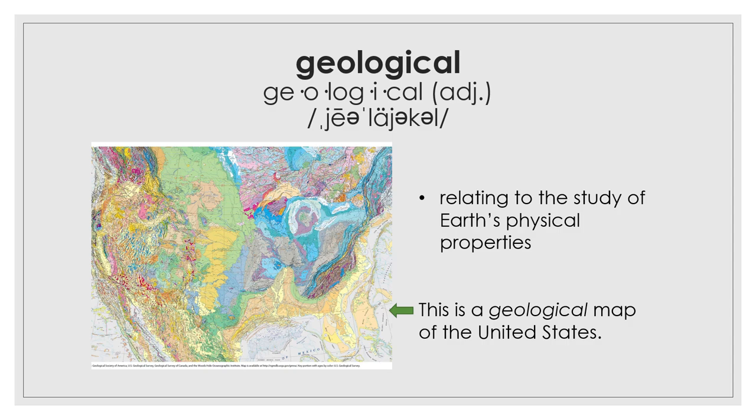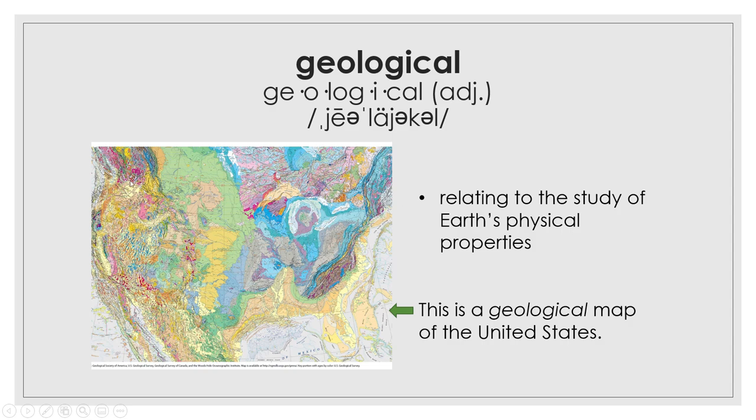G-O-L-O-G-I-C-A-L. So five syllables. And you can see there the pronunciation key. And the definition is relating to the study of Earth's physical properties. And the sentence I have added is, this is a geological map of the United States. So as you can see, well, I hope you can tell that this is a map of the United States. It looks a little different than probably what you're used to.